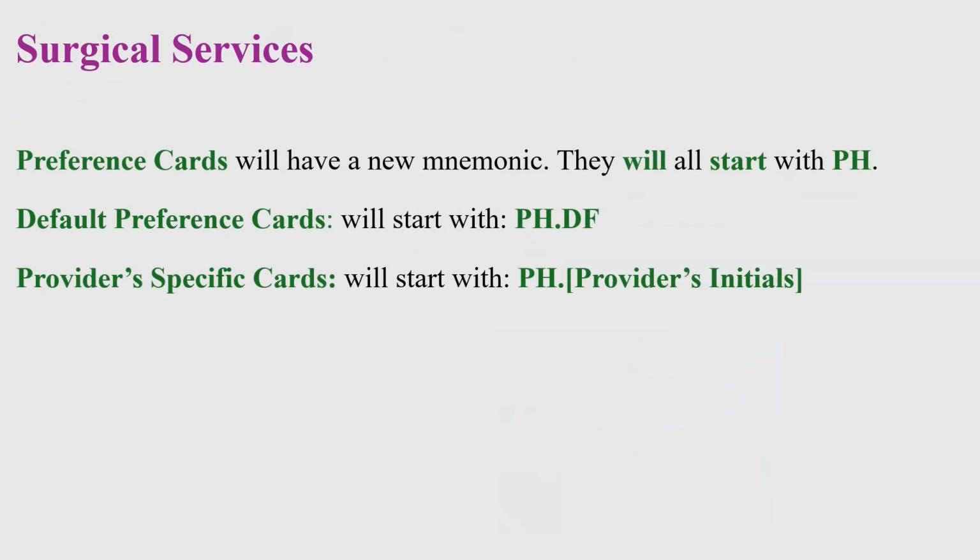In surgical services, preference cards now begin with a new mnemonic starting with the letters PH. Default preference cards begin with PH-DF. Provider-specific preference cards begin with PH followed by the provider's initials. This update improves organization and consistency across the catalog.